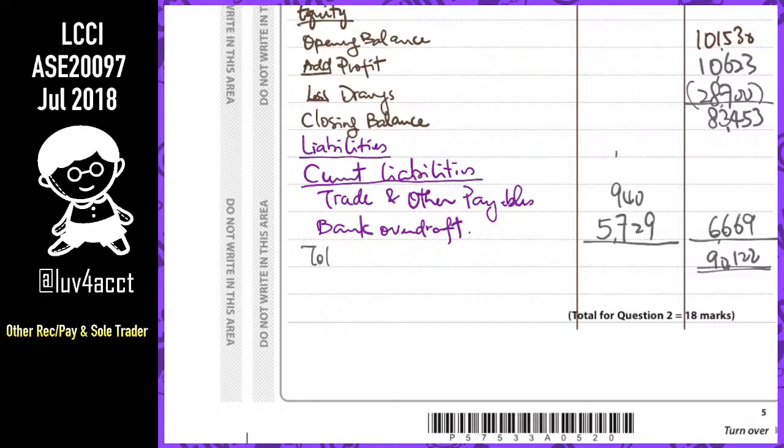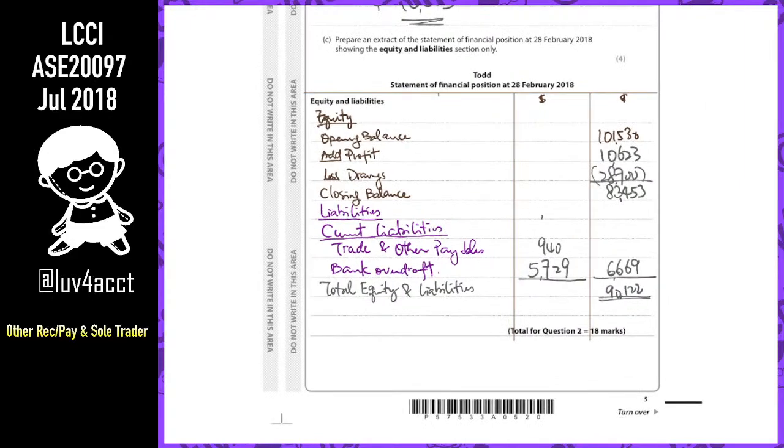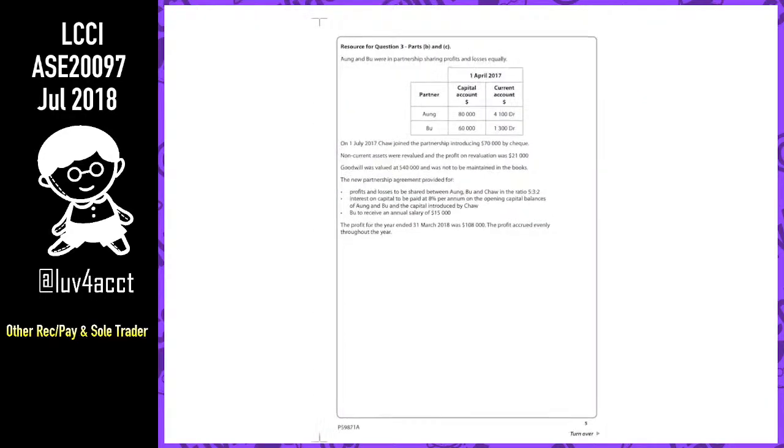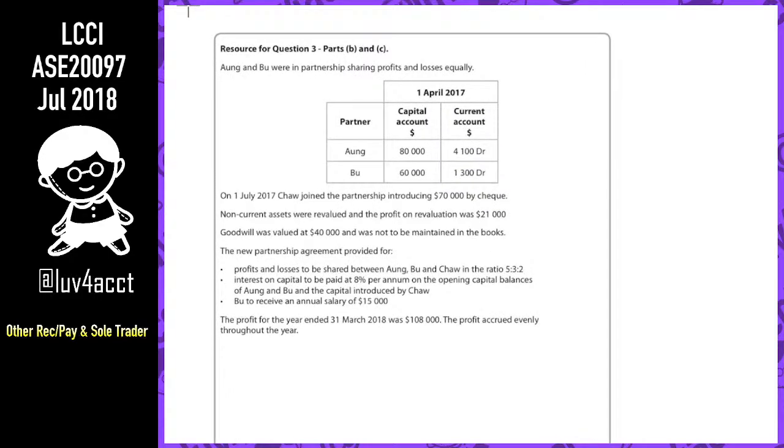Okay, this is total equity and liabilities. Okay, done. 18 marks for question 2. Okay, so next one we have partnership.